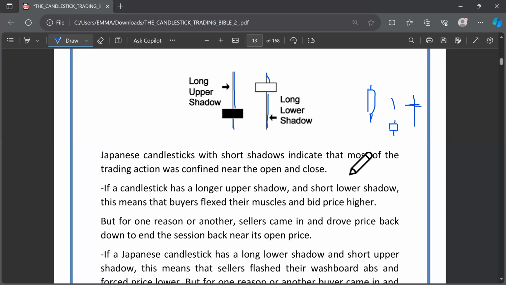If a candlestick has a longer upper shadow, for instance, I think we can use this as the best example, right? So if a candlestick has a longer upper shadow and a short lower shadow, this means that buyers flex their muscles and bid the prices higher, right? Longer upper shadow and then short lower shadow. This means that buyers flex their muscles and bid prices higher.